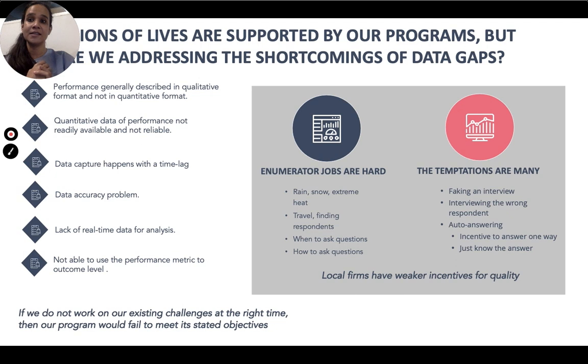Now, it's difficult because, number one, enumerator jobs are hard. They have to go into remote locations, and they need to find appropriate respondents. A lot of times they are faced with negative perceptions, and they face challenges in how to ask sensitive questions. So we need to recognize that enumerator jobs are hard. The second is that temptations are many. There is an incentive to answer one way. A lot of times, if we have implementation teams collecting data, they want to show that the programs worked.